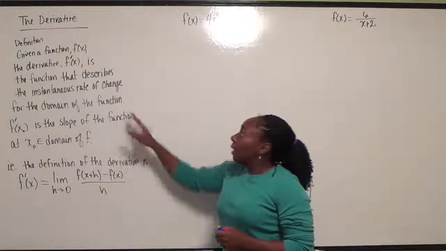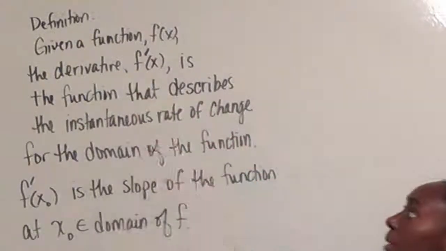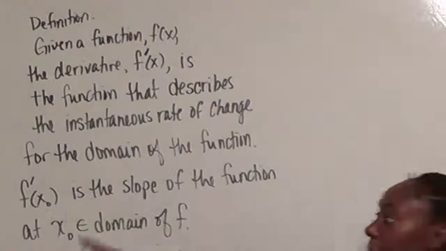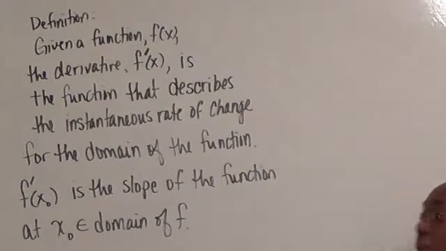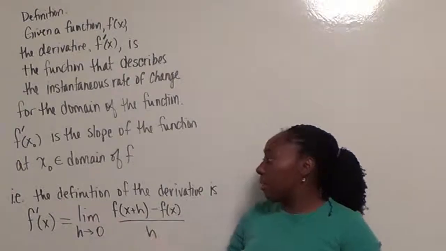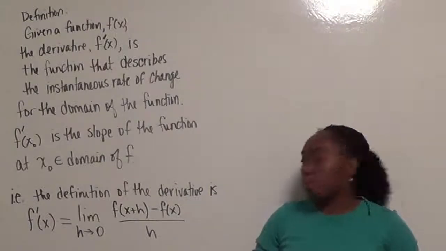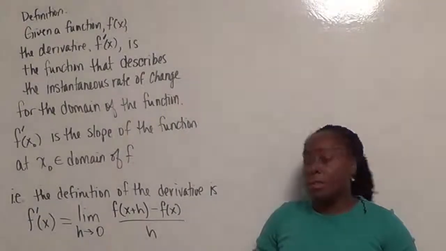Okay. The definition of the derivative is, given a function f of x, the derivative, which we'll denote f prime of x, is the function that describes the instantaneous rate of change for the domain of the function. Okay. f prime of x naught is the slope of the function at x naught, where x naught is in the domain of f. In other words, the definition of the derivative is f prime of x is equal to the limit as h goes to 0 of f of x plus h minus f of x all over h.